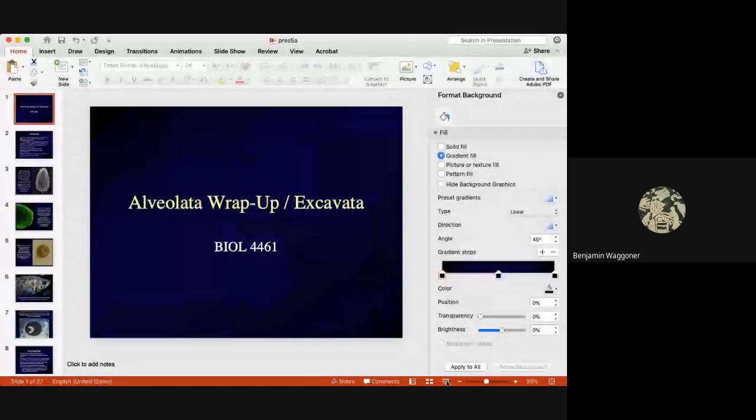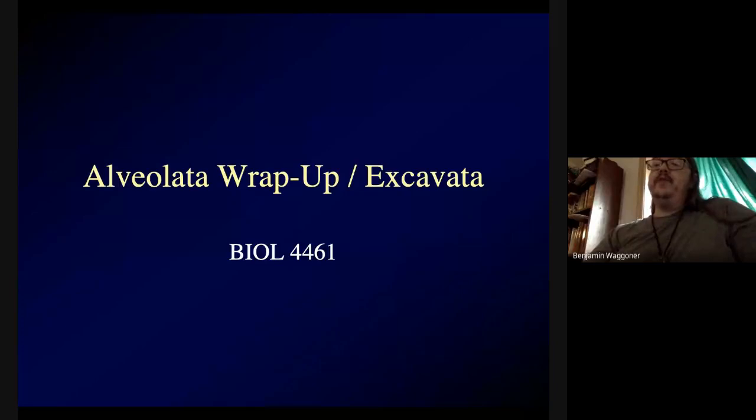You are themselves just a subgroup of a larger group called the Alveolata. And the Alveolata are a subgroup of an even larger group called SAR. SAR is straminopiles, alveolates, and rhizaria. There aren't that many parasites that are straminopiles or alveolates or rhizaria, sorry. There aren't many straminopiles or rhizarians that are animal parasites, although there are a few.